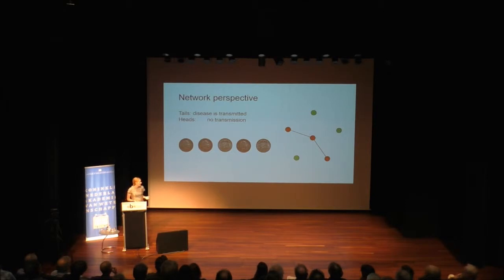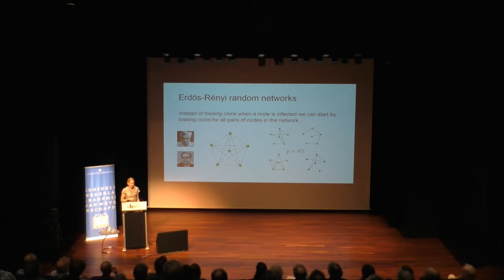But of course, we don't really have to flip those coins at the time that a node is infected. We can do that beforehand. So this is exactly the Erdős-Rényi network that was mentioned by Nelly. These are Paul Erdős and Alfred Rényi. They're Hungarian mathematicians who came up with this random network model. And the idea is that you have a number of nodes, and each node is connected with a certain fixed probability P. And to get an instance of this network, you just flip enough coins so that you know whether these edges exist or not.